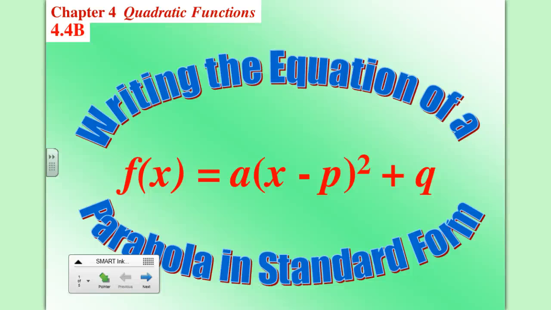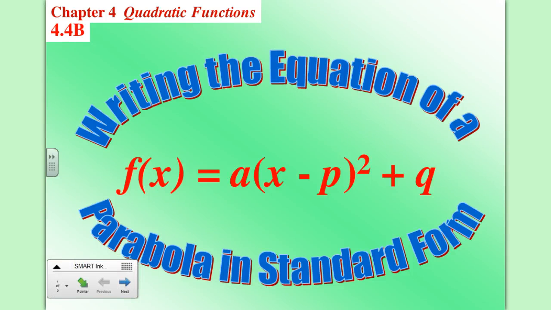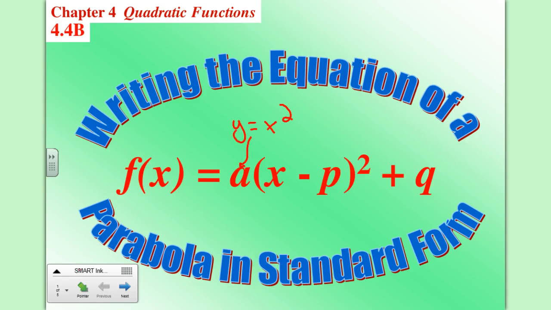Hello, Math 20-1. So this is part B of our travels through 4.4 and about y equals a(x minus p) squared. In this, you are going to be writing the equation. So in 4.4a, you did everything you needed to transform our basic little parabola of y equals x squared into this a(x minus p) squared plus q.